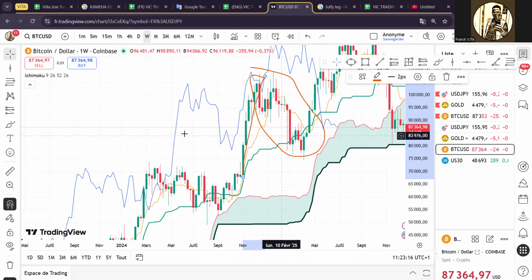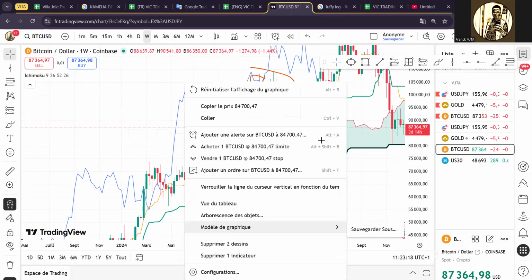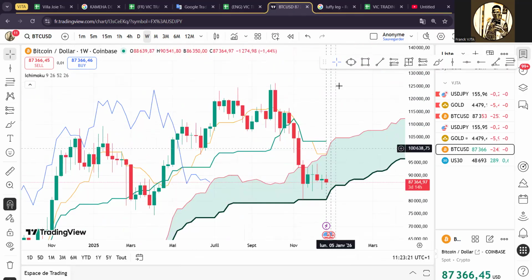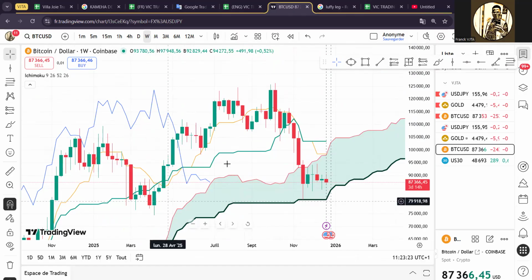Now I will emphasize on one thing. Let us take another Luffy leg. Let us take this leg about the Luffy leg.